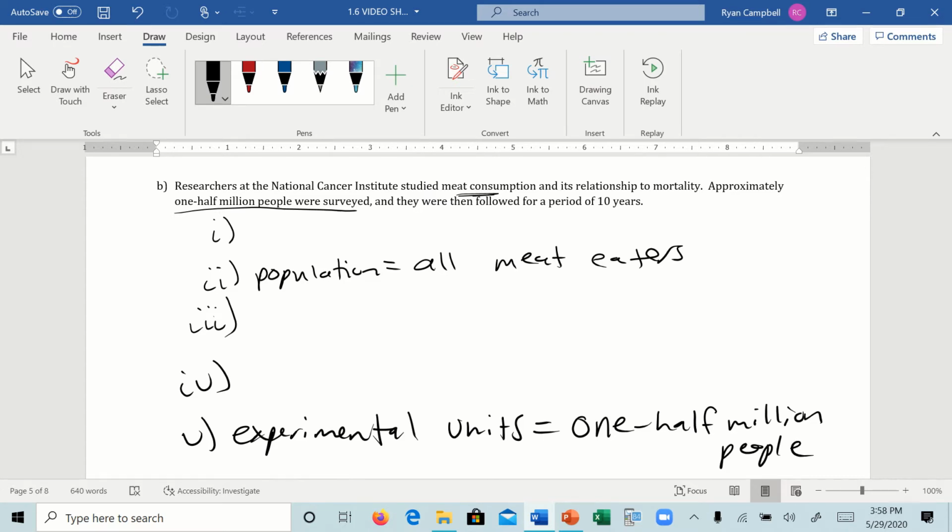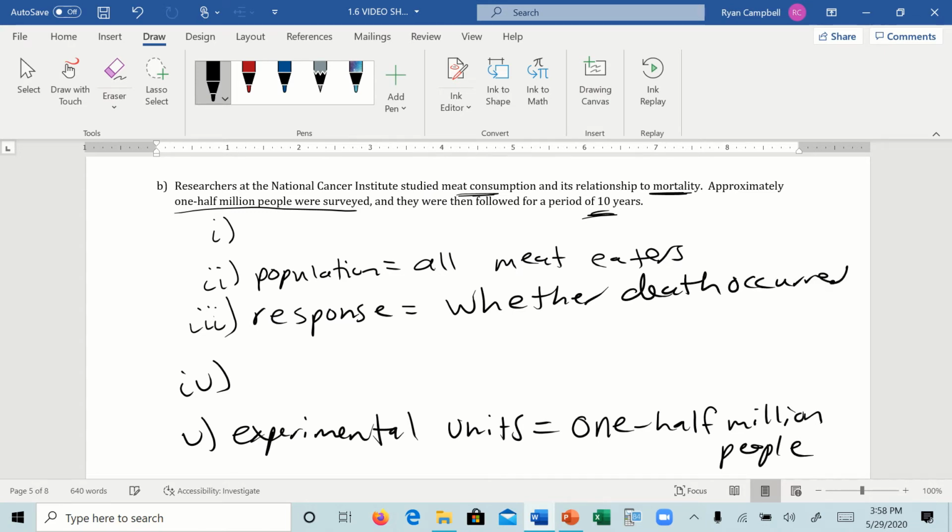All right. So next we can talk about the response variable. So what is the response variable this time? What are they trying to figure out? Well, they're trying to see the relationship of mortality, and they follow them over a period of 10 years. So really, they're trying to measure whether death occurred, right? You could also say the mortality rate.